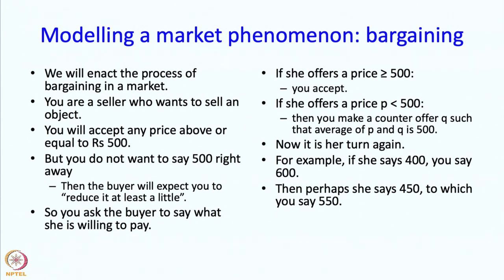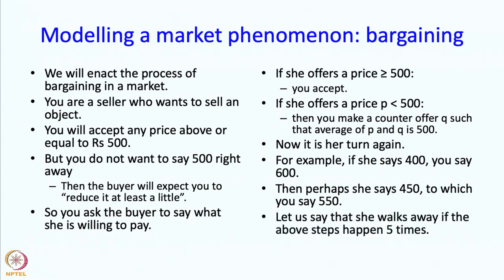So what we are going to do is write a program to show what is going to happen if there is a seller like this and a buyer comes to that seller. And of course, this cannot go on ad infinitum. So maybe if this happens 5 times, then the whole thing has to stop anyway. It means that you didn't come to an agreement and the buyer just walks away. So this is what you want your program to enact or simulate.